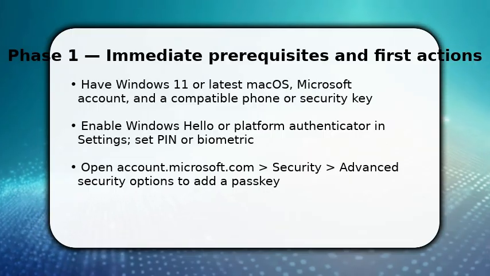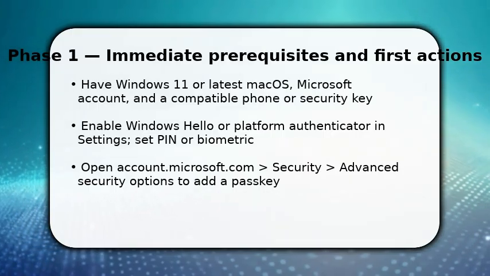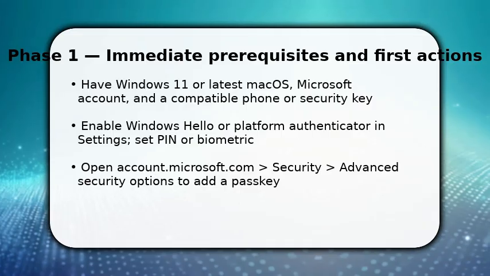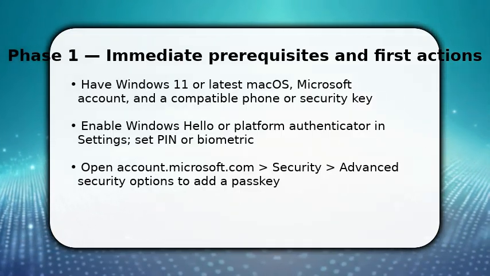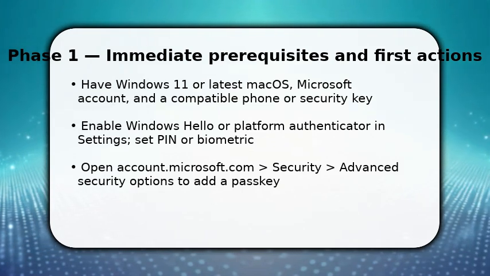Microsoft. Open security, then advanced security options. Make sure to select Add a Passkey. You're starting authentication setup. Now follow prompts and keep your phone or key nearby for verification.